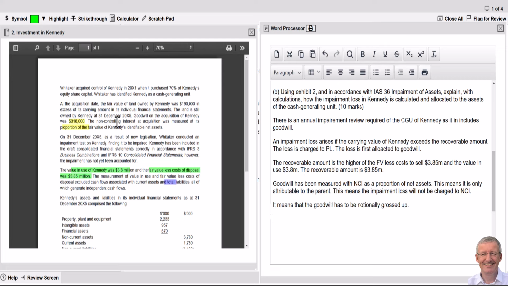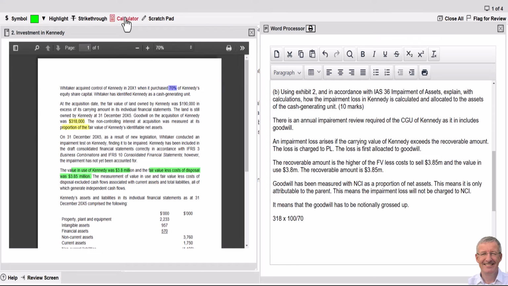So how much is the goodwill that we've got? It's 318,000. So we've got goodwill of 318, and it's a 70% sub. I think we established it was a 70% sub. So in order to gross that up, we're going to be multiplying that by 100 over 70.